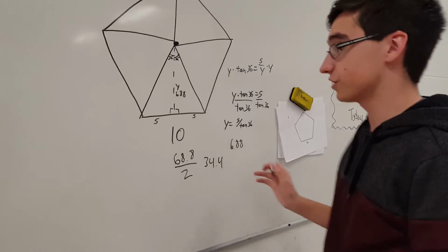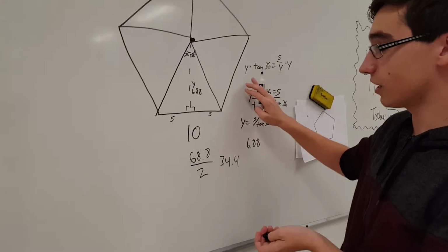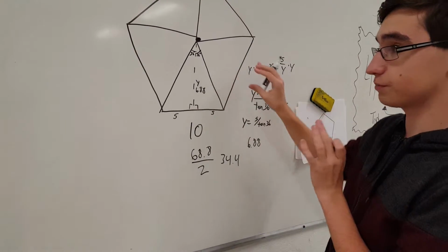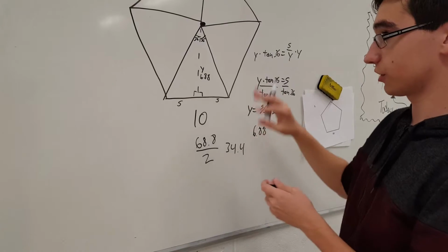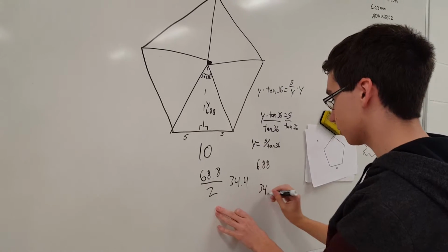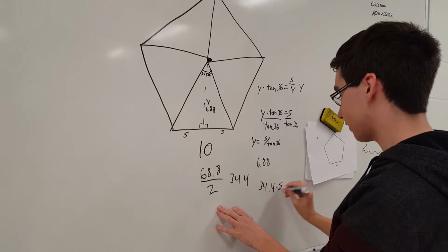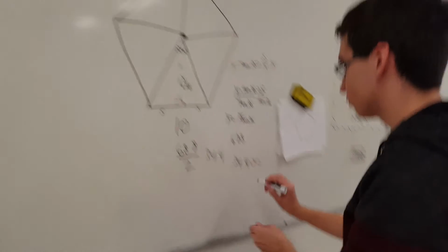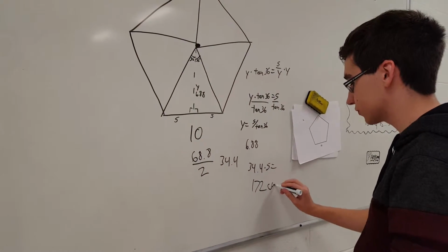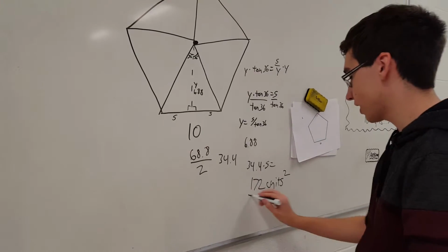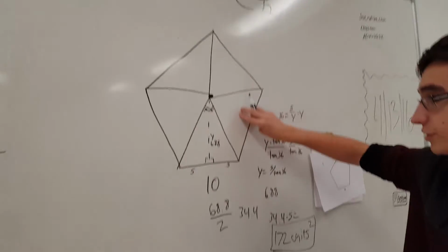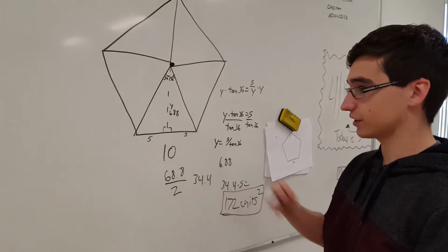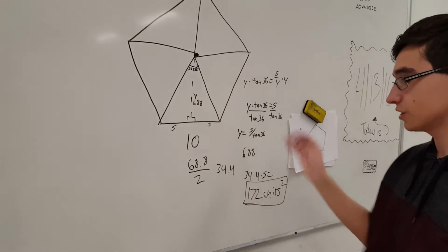That gives 34.4, which you multiply by 5, because 34.4 is the area of one triangle, and since it's a pentagon you have 5 triangles. That gives you the total area of the whole shape. 34.4 times 5 equals 172 units squared. So that is the area of this polygon. You just split one triangle down the middle, use tangent to find the height, then base times height divided by 2, and multiply by how many triangles. There's your answer.